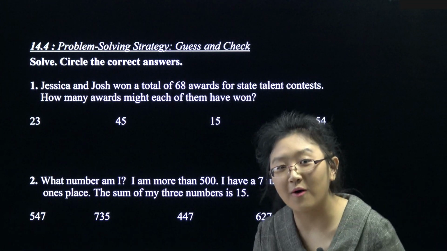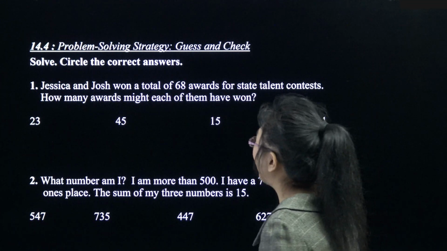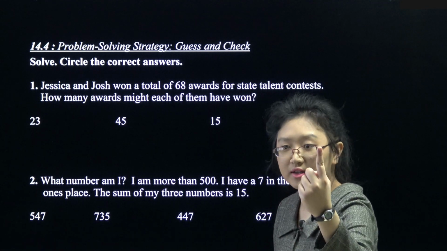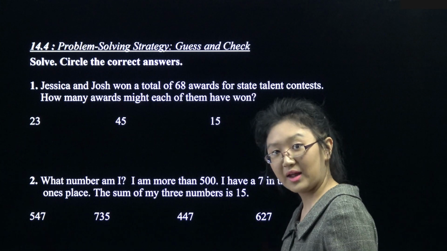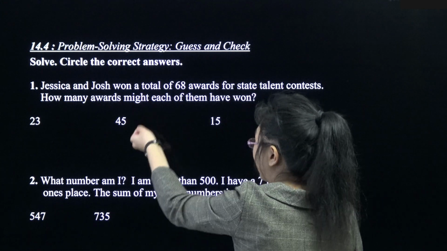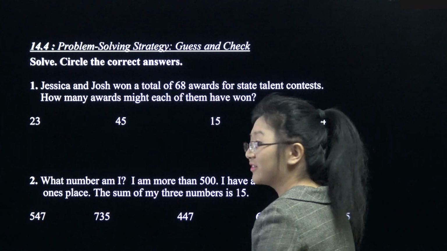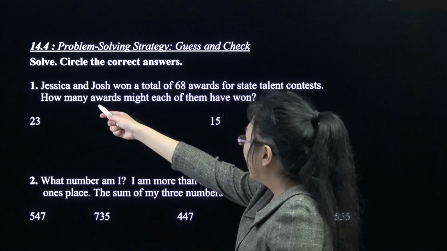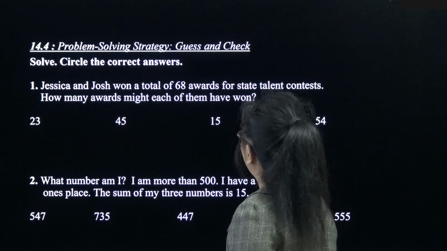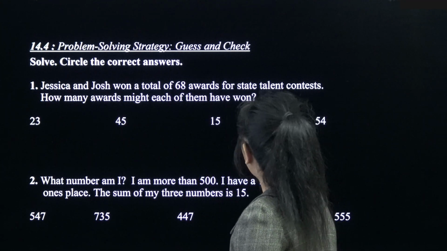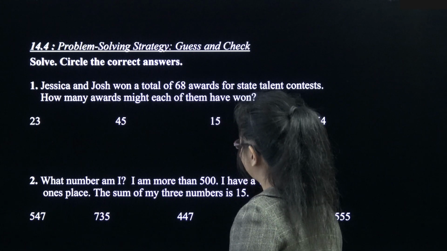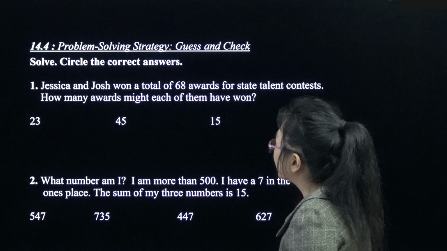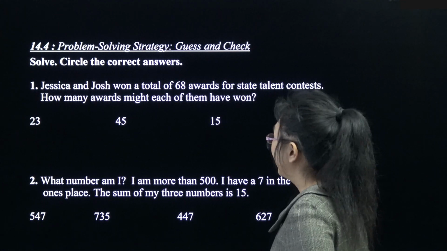So there is no purpose in guessing and checking, especially if you have 2 things that you have to guess. If you have only 1 thing that you need to guess, well, that's not that bad. There's 2, though, in each of these questions. In fact, there might even be like 3. Jessica and Josh won a total of 68 awards for state talent contests. Congratulations. How many awards might each of them have won?